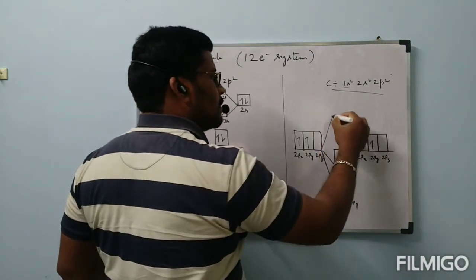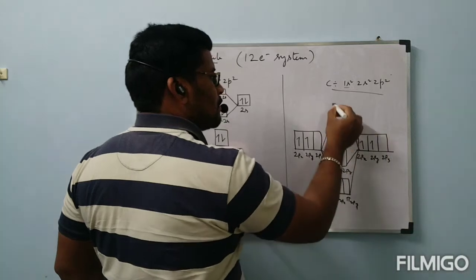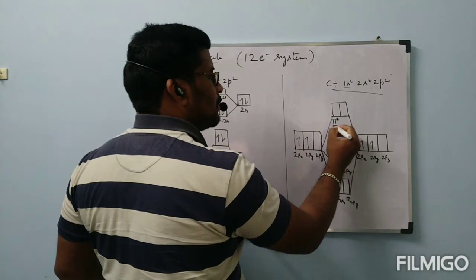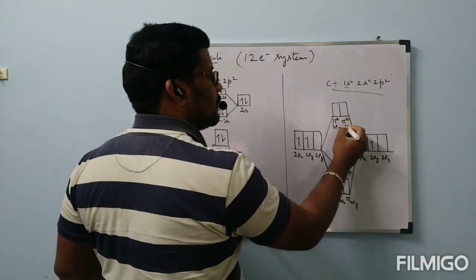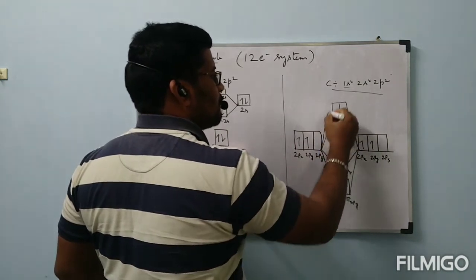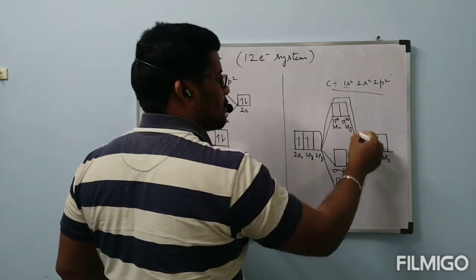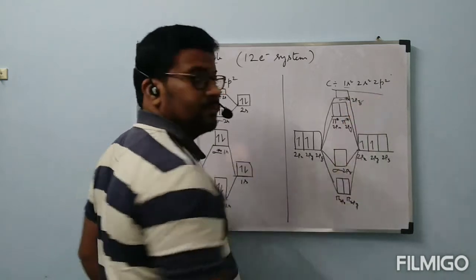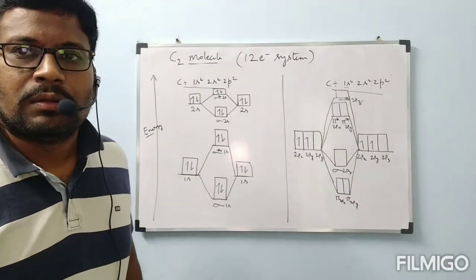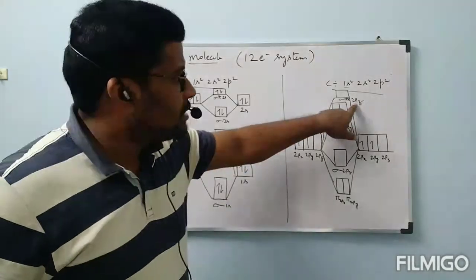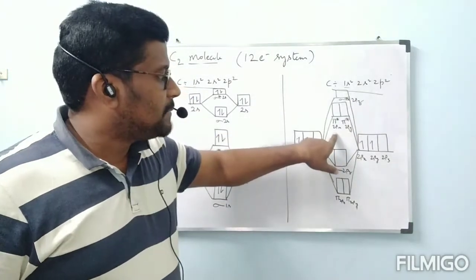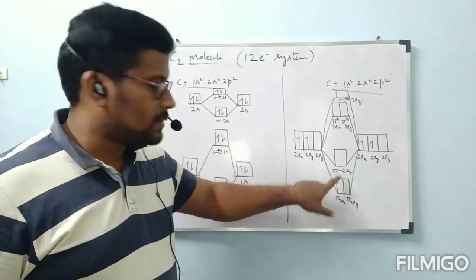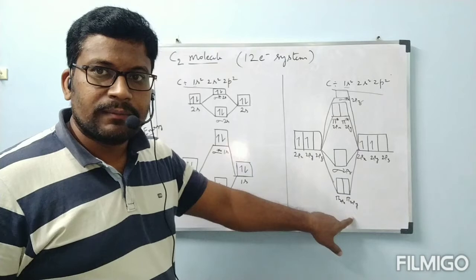Next, two orbitals, pi star 2px and pi star 2py. Finally, one orbital, that is sigma star 2pz. This is sigma star 2pz. These are pi star 2px and pi star 2py. And here, sigma 2pz, pi 2px, pi 2py.